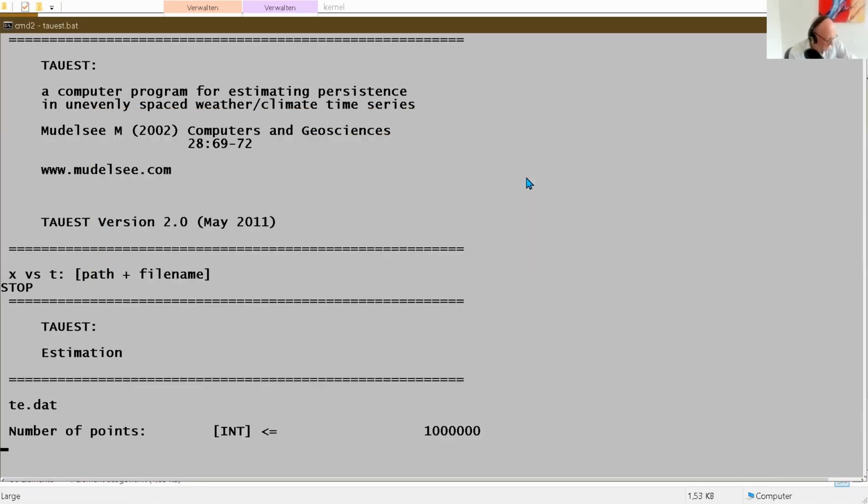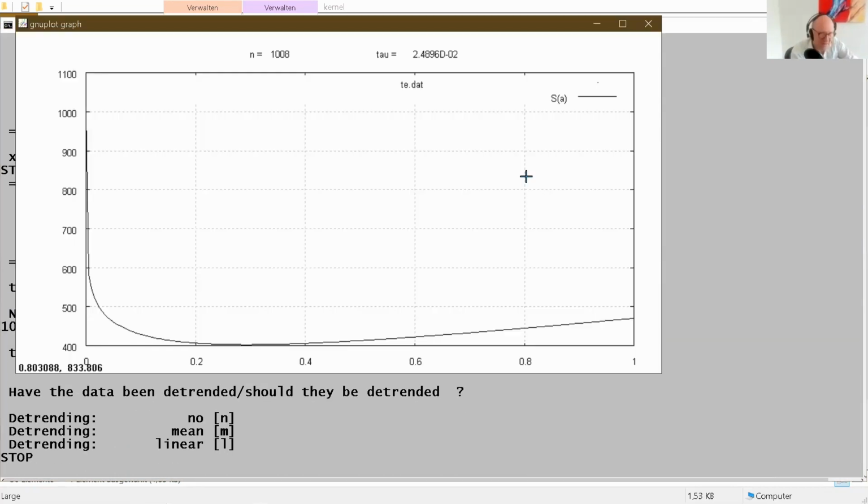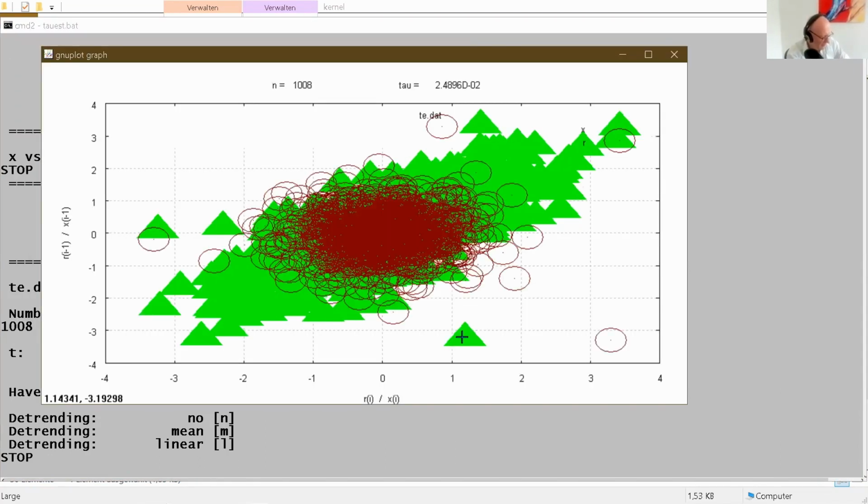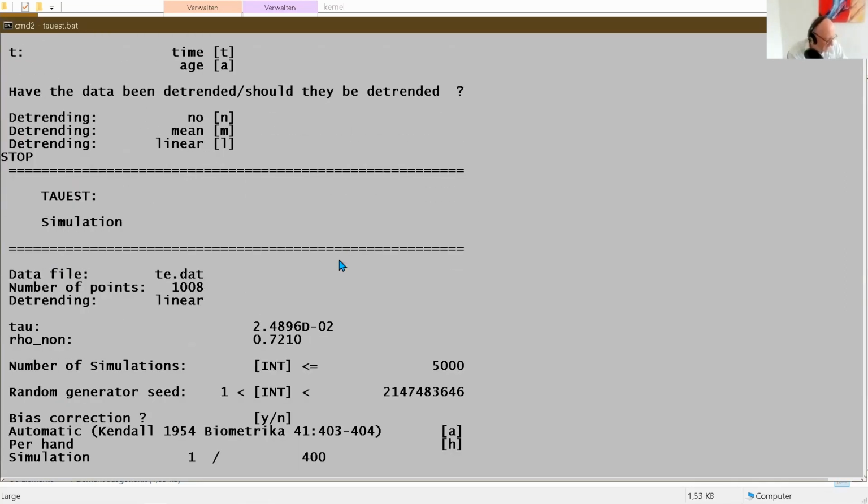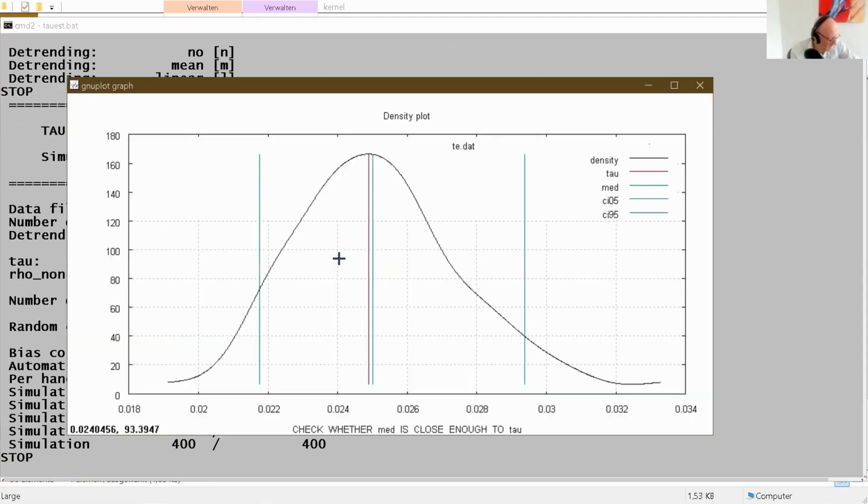I have to give the number of points, which is 1008. And then this is a cost function for estimation of the suitability of the AR1 model, which is quite okay. The reduction in this orientation of the cloud is quite okay. So the green one is the data, the red one is the white noise residuals, which are, I would say, rather white. And then we see some simulations.